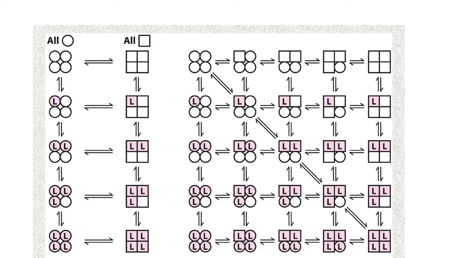Are there any questions on concerted versus the sequential? Concerted, all subunits change at the same time. Sequential, they change one at a time. You just have to remember that the inhibitors pull it towards the tense state, activators pull it towards the relaxed state.